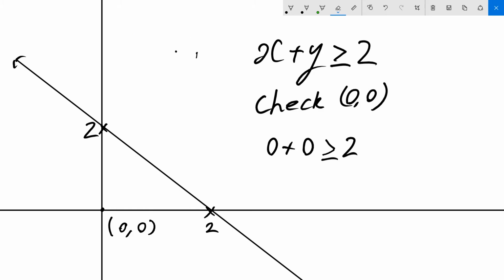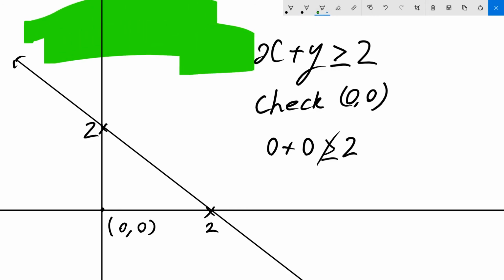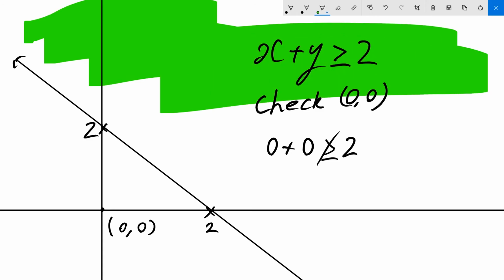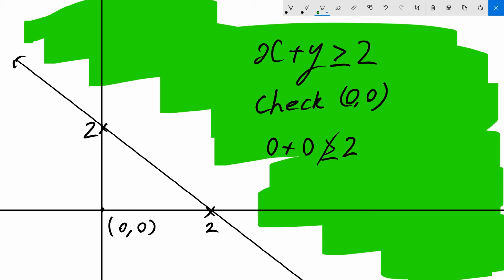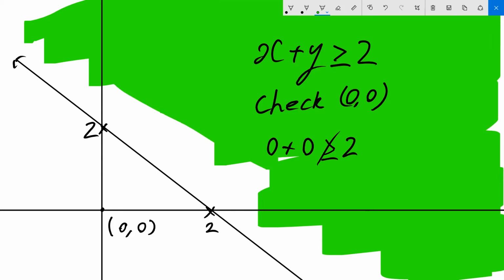So I'm going to move this here. And we'll do our check again. So check 0, 0. 0 plus 0 is not greater than or equal to 2. So 0, 0 is not part of our region required. So we will highlight everything above the line, like so.